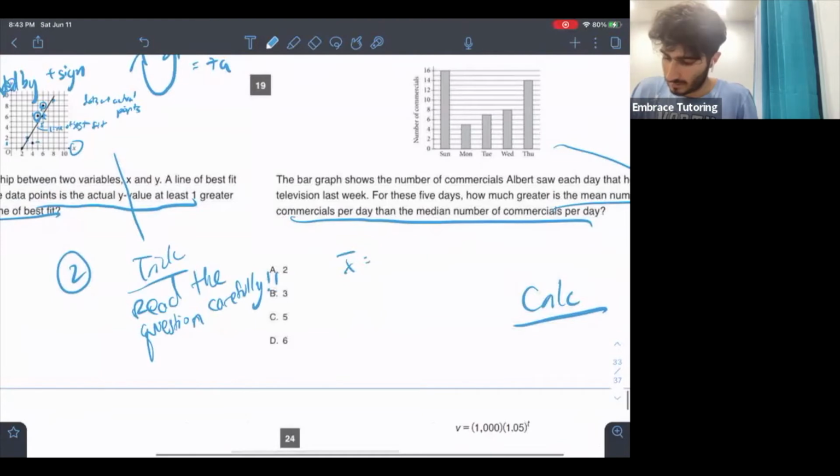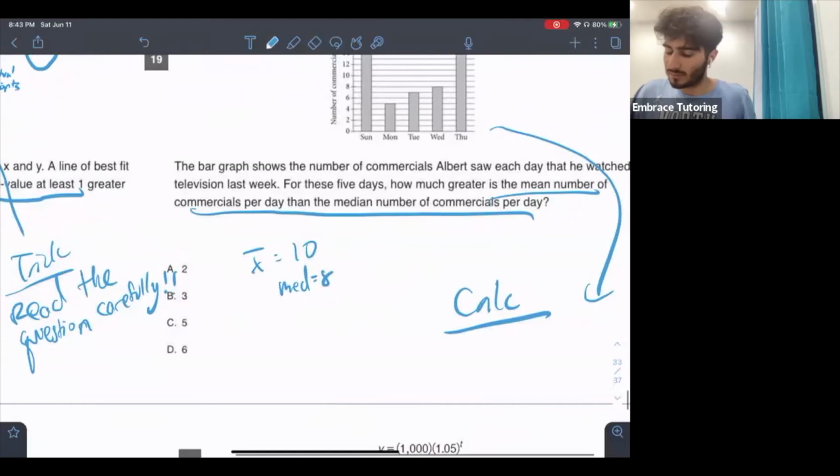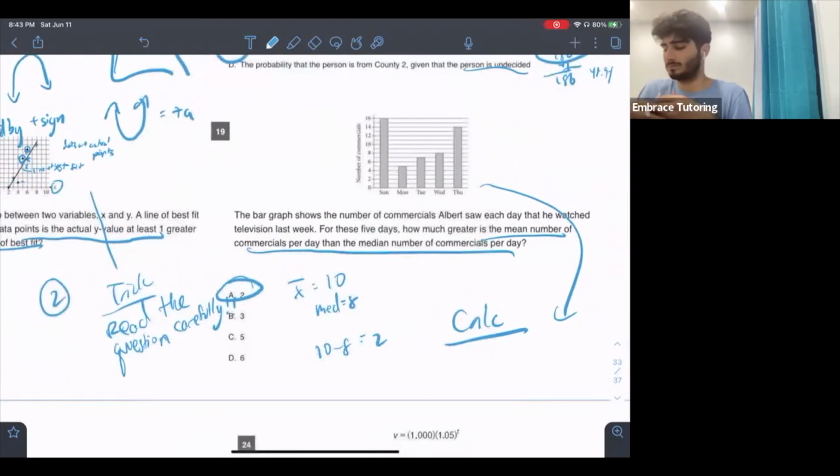You have x bar as 10. Median is 8. So it's asking how much greater is the mean number of commercials per day than the median number. So it'd be 10 minus 8, which gives you 2 as the answer, which is choice A for 19. And that's how you do this question. For these types of questions, you're going to use the calculator, and it will spit out the numbers to you.